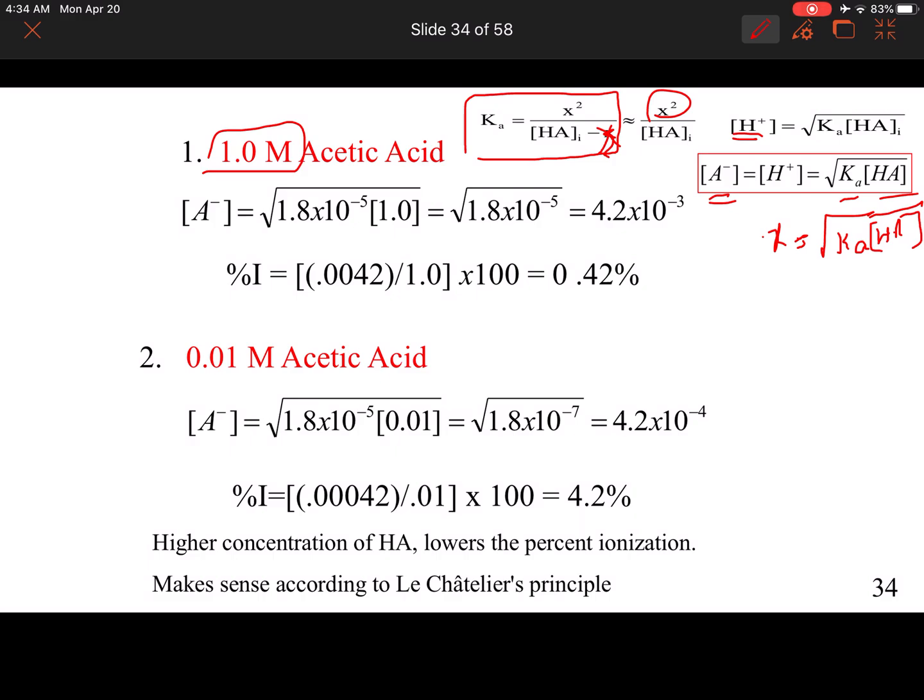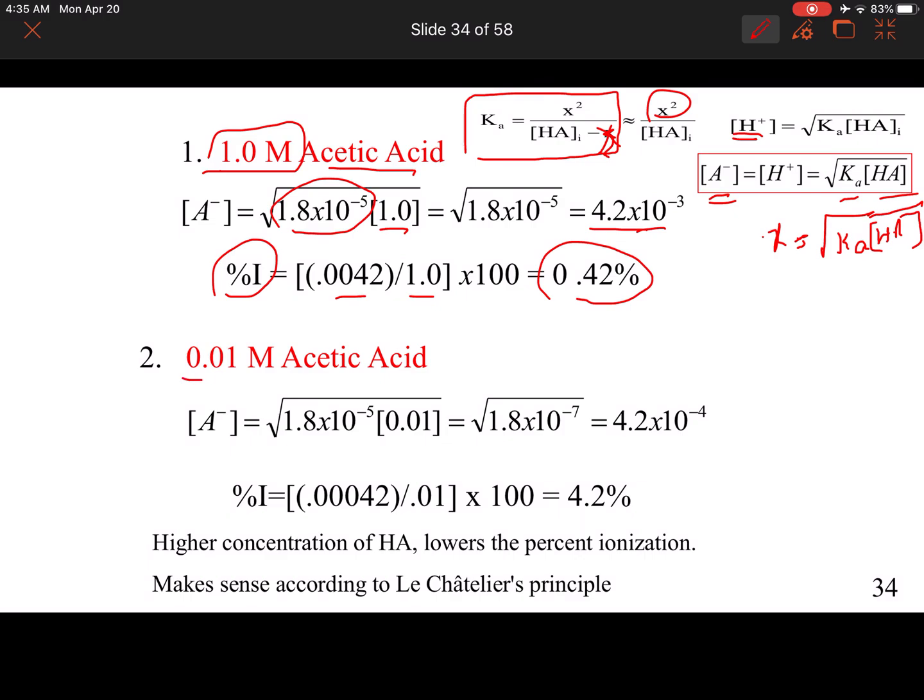So if I calculate for 1 molar acetic acid, the Ka is 1.8 times 10 to the minus 5. For 1 molar, take the square root of that multiplication, you get a number. And if I ask for the percent, it's this number, which is the X, divided by 1 times 100, I get 0.42%.